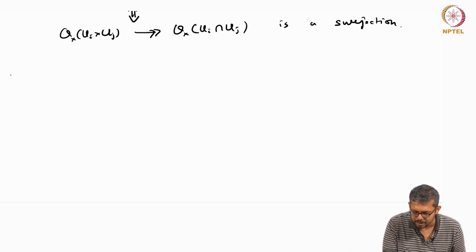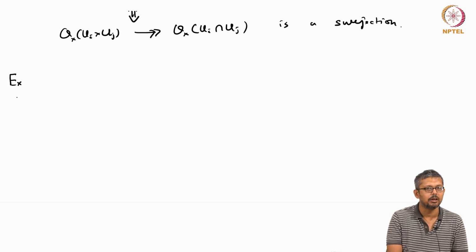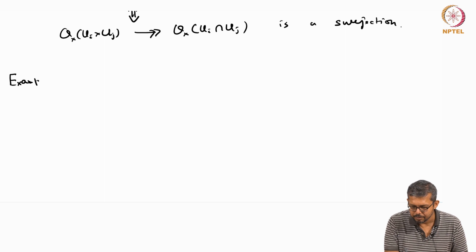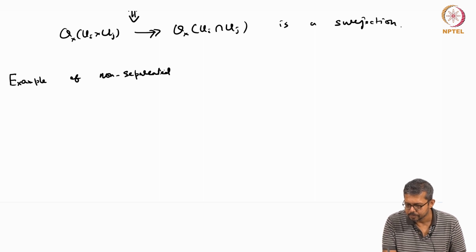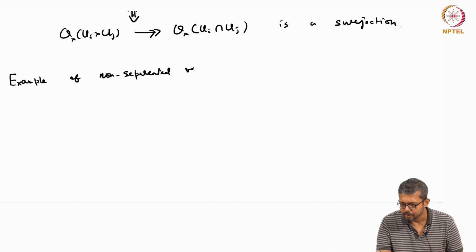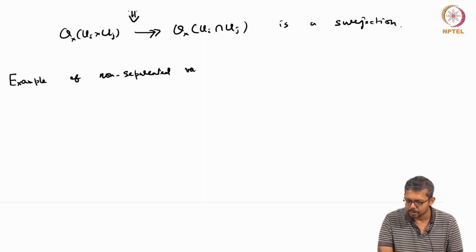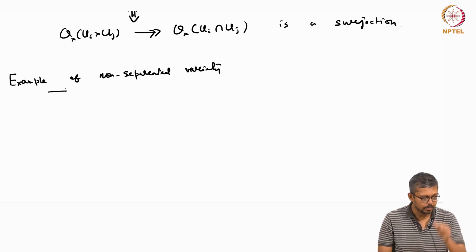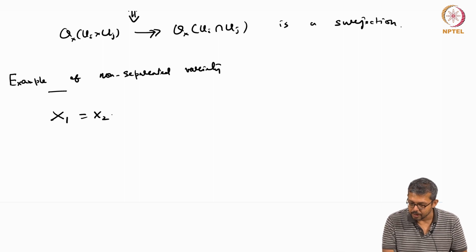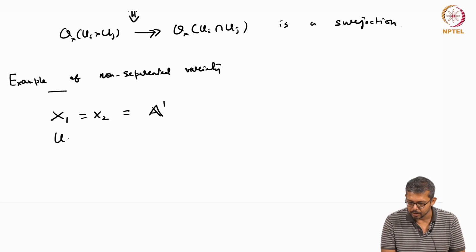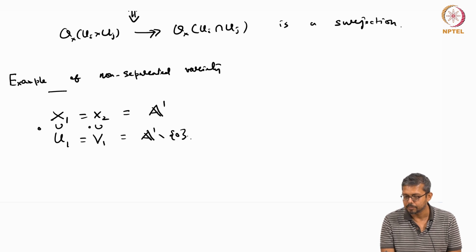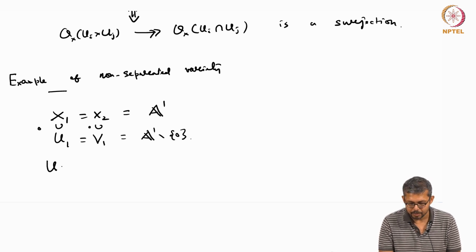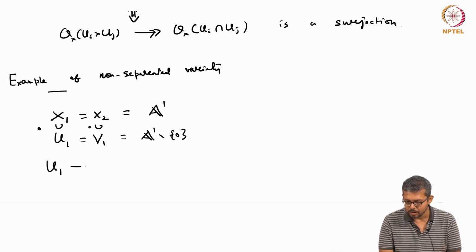So for example, the example of the line with double points, an example of non-separated. So you take X1, X2 to be A1, take U1, V1, the open subset, to be A1 minus a point, say 0. Take the identity map U1 to V1, the identity map.